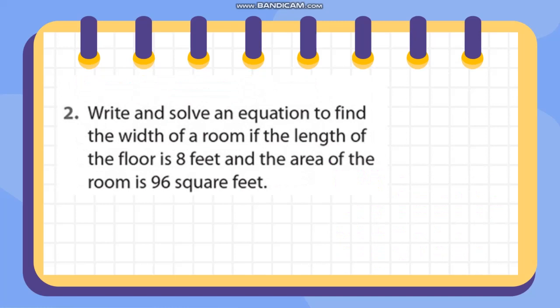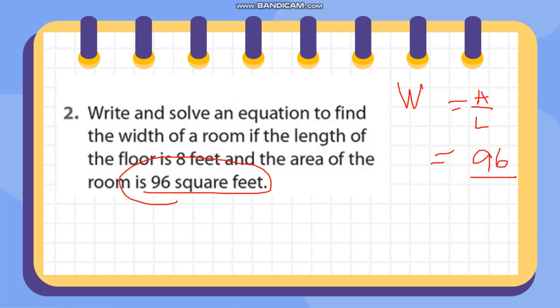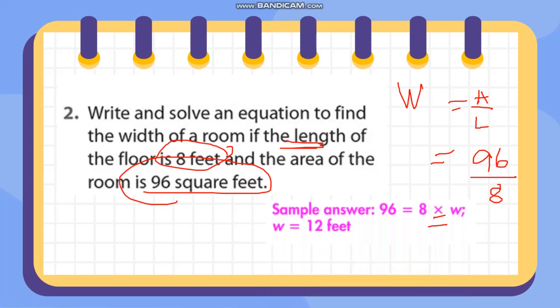Question number 2. Write and solve an equation to find the width of a room if the length of the floor is 8 feet and the area of the room is 96 square feet. What I'm telling you is, if the width is unknown and you are looking for the width, it should be area divided by length. Your given area is equivalent to 96 square feet, divided by your given length, 8 feet. So 96 divided by 8 is equivalent to 12 feet.